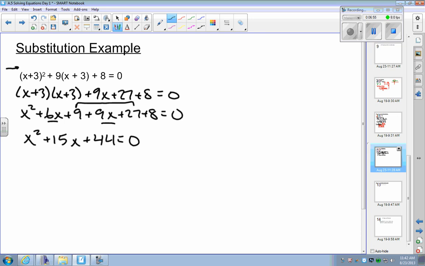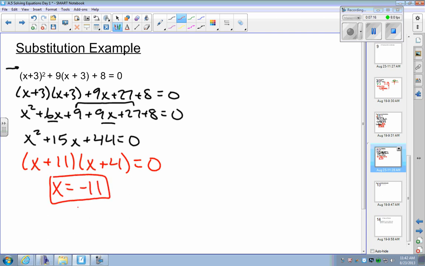You could complete the square, we could use the quadratic formula, or we could just try and factor. If you do these enough, you'll recognize you can multiply to 44 and add to 15 pretty easy. There's your 2 solutions. x equals negative 11, x equals negative 4. You check them in your calculator, or you graph it, it's going to work.